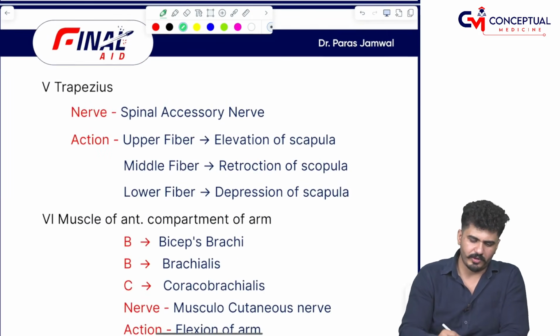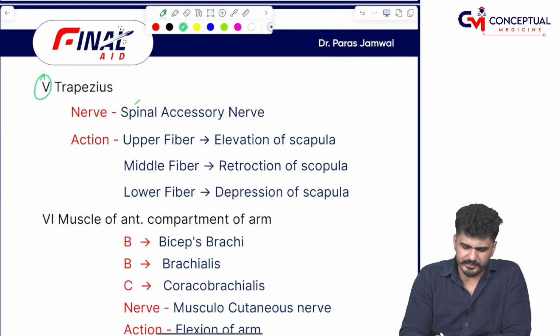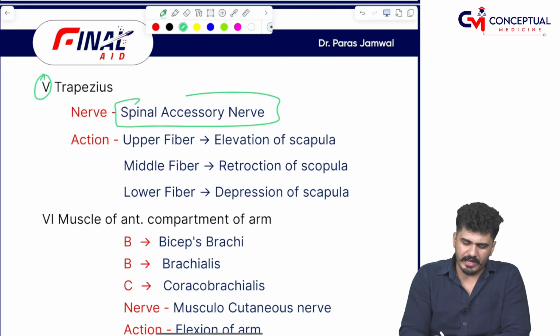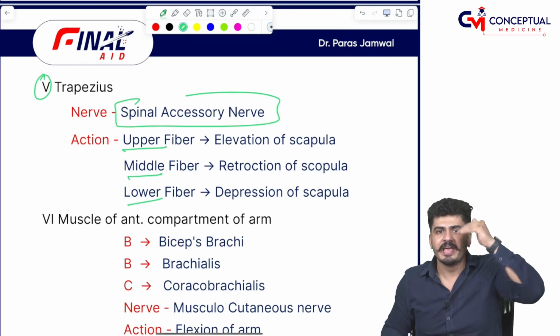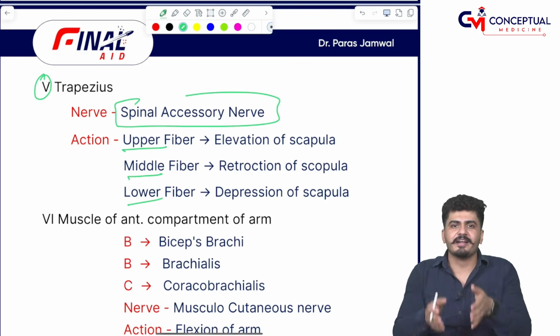Coming on to the next muscle, the trapezius. The nerve to the trapezius is the spinal accessory nerve, my dear friend. Spinal accessory nerve is supplying the upper, middle and lower fibers. Upper fibers are elevating, middle fibers are retracting and lower fibers are depressing.